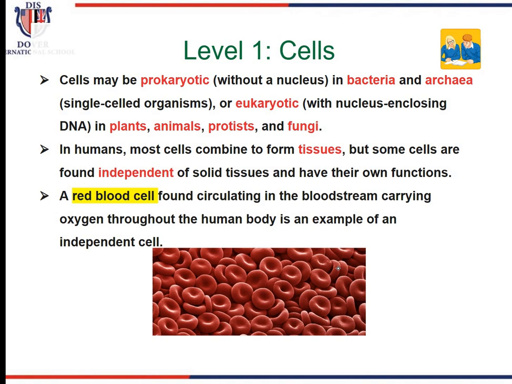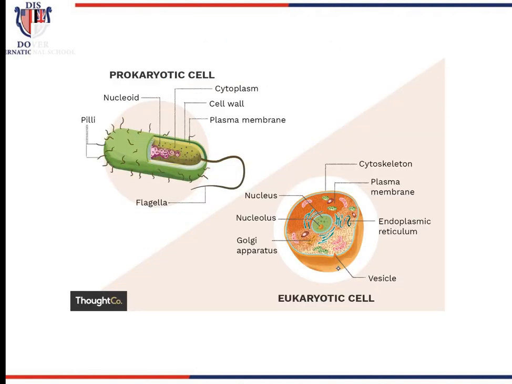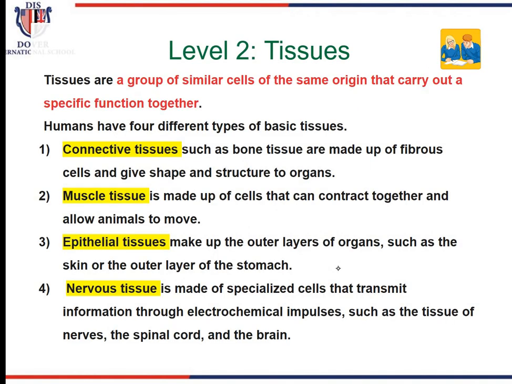In humans, most cells combine to form tissues. So a group of cells performing the same function, this is a tissue. Example for a cell, a red blood cell. So here I have the prokaryotic cell and eukaryotic cell. I don't need you to know the organelles inside the cell. Tissues are a group of similar cells doing the same function. They're of the same origin and carry out a specific function.